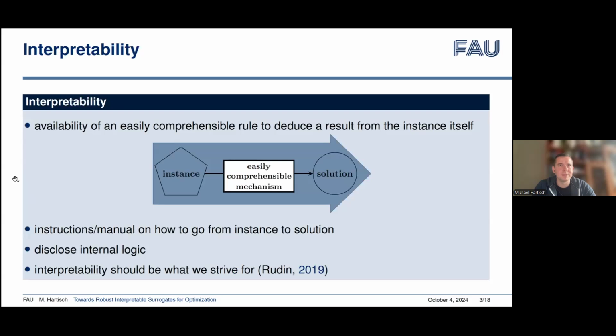Since we're talking about interpretability today, we should figure out what this is supposed to mean. Interpretability means that there should be an easily comprehensible rule available, which can be used to map instances to solutions. This process needs to be easily comprehensible. That means we are able to give out instructions or a manual on how to move from instance to solution, and this way disclose our internal logic. In particular, this mechanism is not a black box. If we believe Cynthia Rudin, this is what we should strive for in machine learning, and I think this translates also to optimization.